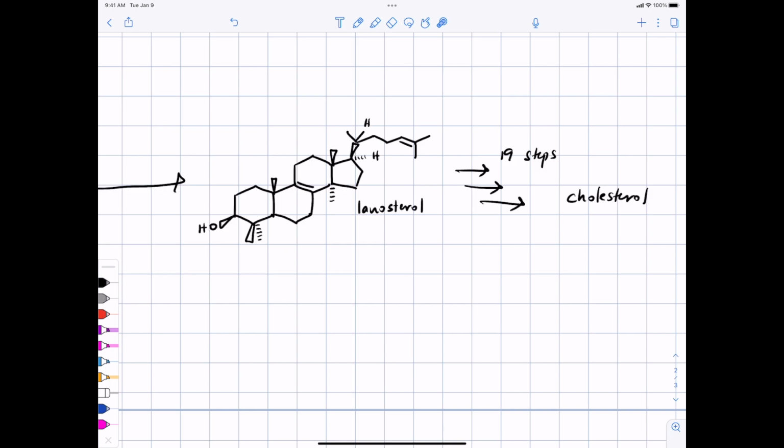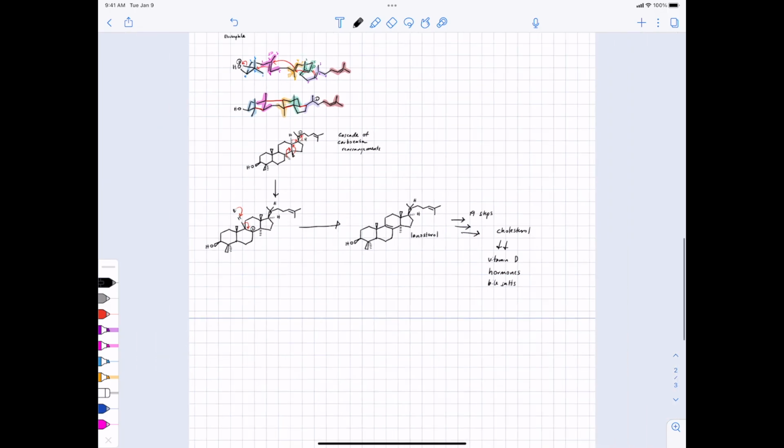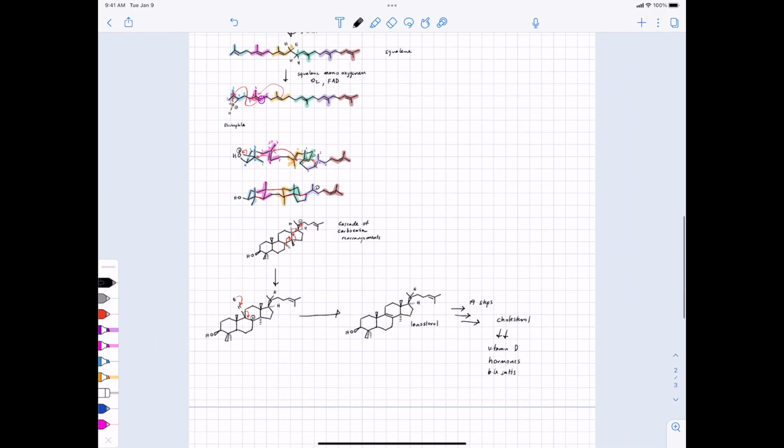Some of this, if you look at the structure of cholesterol, some of this involves losing some methyl groups and some other things. But from cholesterol as a precursor, you get vitamin D, you get the steroid hormones, you get bile salts, all sorts of different metabolic products. All right.